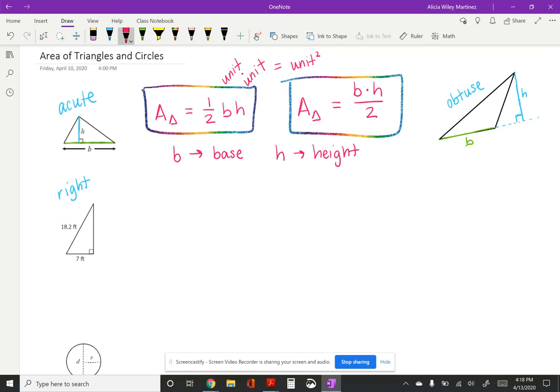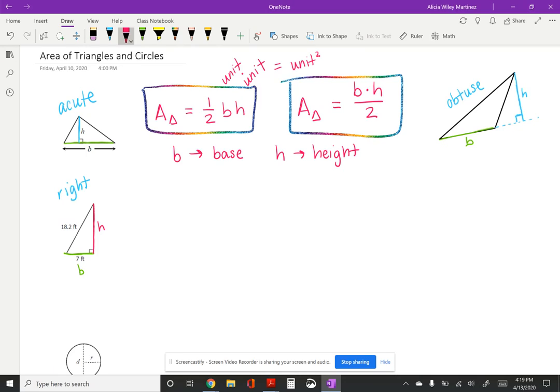Let's go over this example here. So in this example here, we're going to notice it is a right triangle. I usually like the base to be the bottom as best I can see it. So I'm going to say that my base is 7. Okay, now your height should come from the vertex opposite that base, and it should be the length of the perpendicular line to that base. So this is going to be our height.